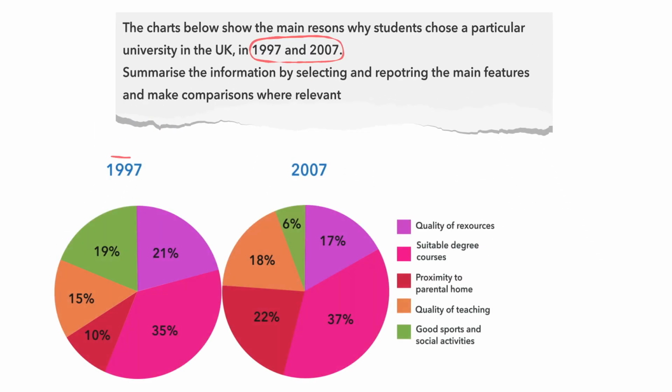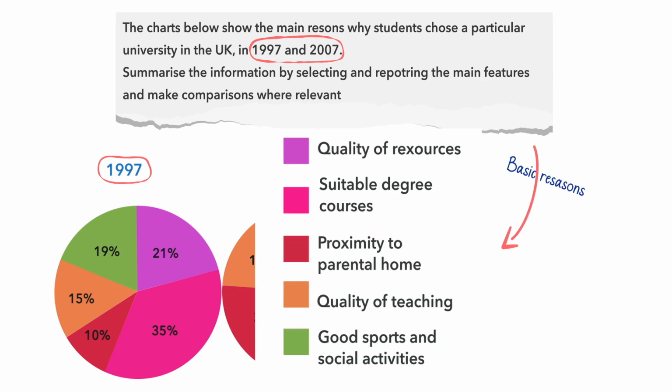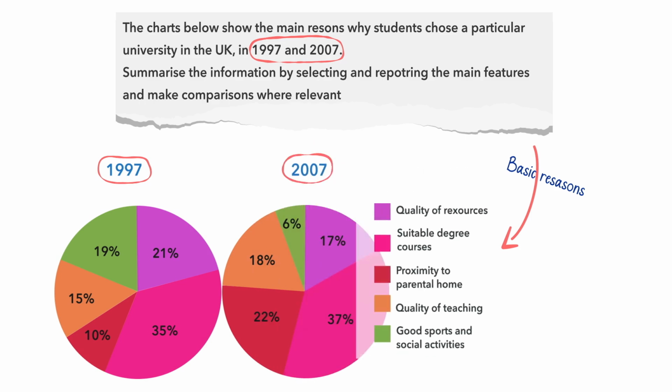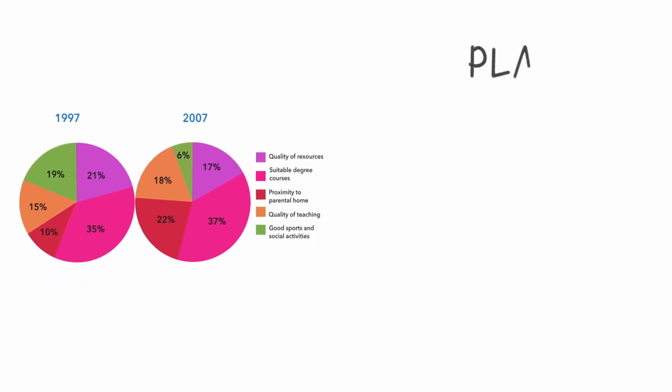The first one is in 1997 and the second one is in 2007. And it shows the reasons why students chose a particular university. There are 5 basic reasons: quality of resources, suitable degree courses, proximity to parental home, quality of teaching, and good sports and social activities. So first of all, let's take a look at our overall planning, what we are going to do in each paragraph.